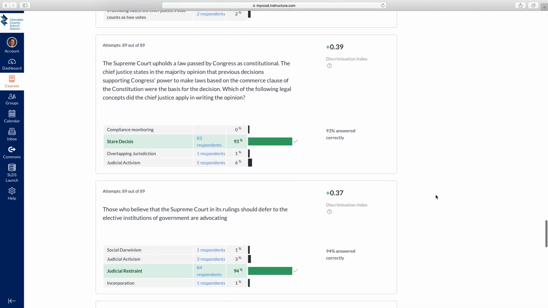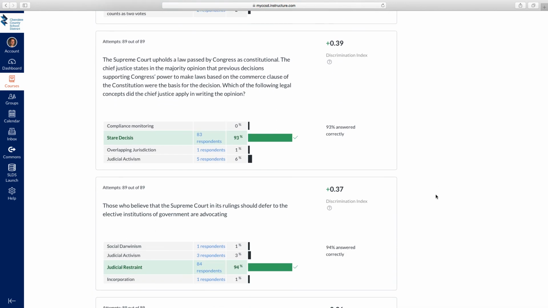The Supreme Court upholds a law passed by Congress as constitutional. The Chief Justice states in the majority opinion that previous decisions supporting Congress's power to make laws based on the Commerce Clause of the Constitution were the basis for the decision. Which of the following legal concepts did the Chief Justice apply in writing the opinion? Stare decisis, right? Let the decision stand. Use precedent when deciding cases.